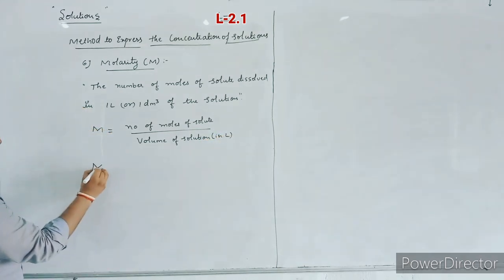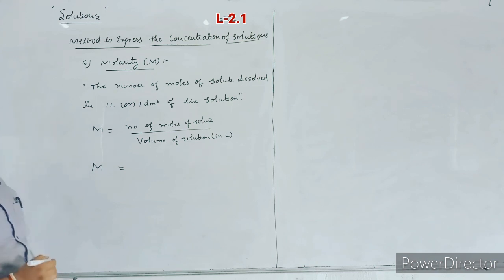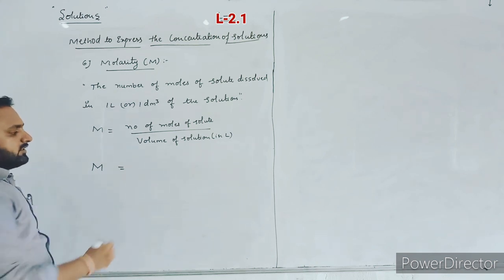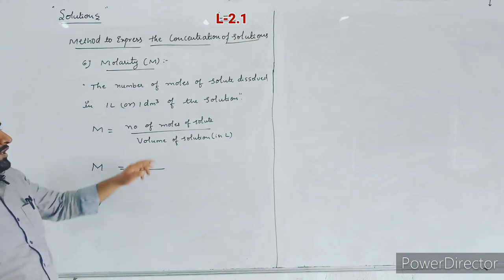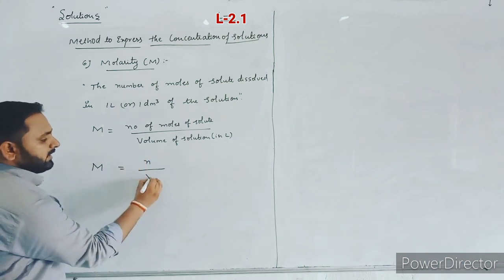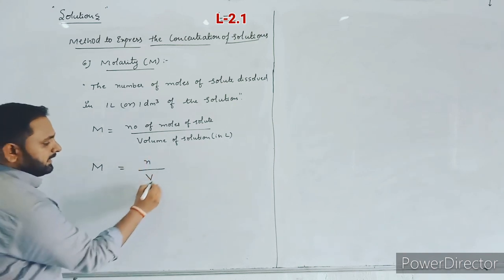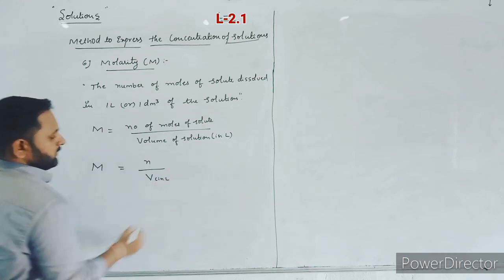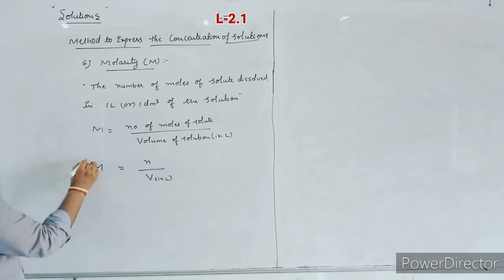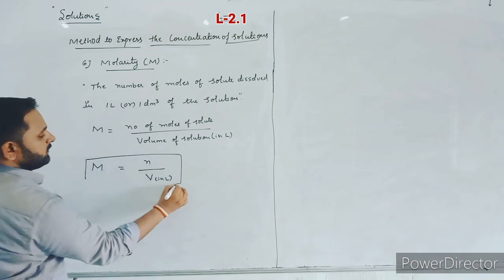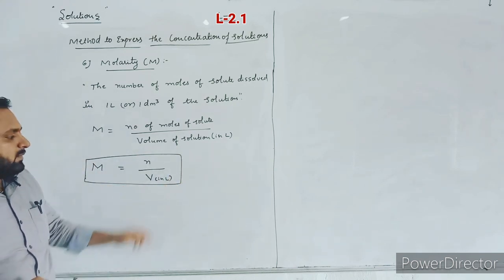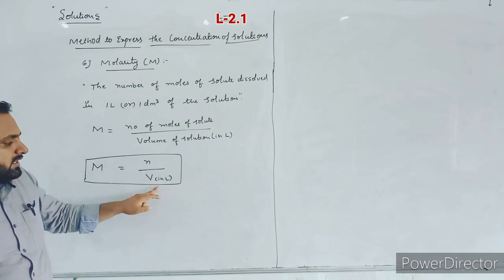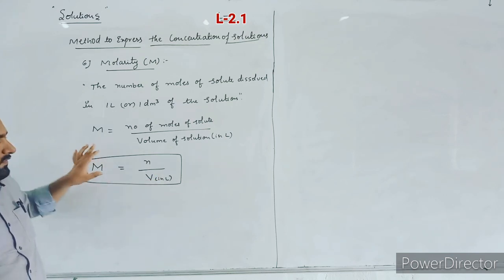Now let us write molarity is equal to, here number of moles of solute is represented by small n, divided by, here volume of solution is represented by V. Here volume of solution is in liters. Okay, this is the main formula to calculate molarity of solution. Now, in the question, if number of moles and volume of solution is given in liter, then use this formula.